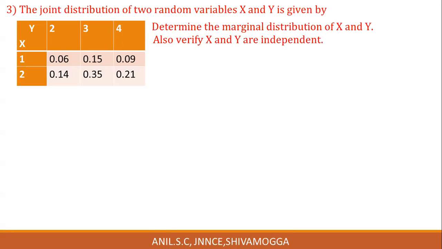Next one. Third one. You can expect one problem of this kind in the examination. The joint distribution of two random variables x and y is given by this table. X takes two values 1 and 2, y takes three values 2, 3 and 4.